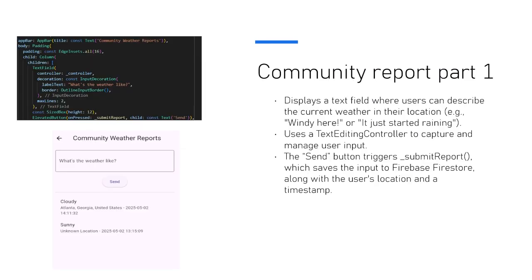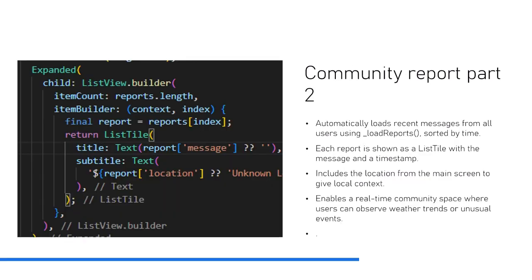Community Report Part 1. This screen displays a text field where users can describe the current weather in their location. An example: windy here, or it just started raining. This uses a text editing controller to capture and manage user input. The send button triggers the submit report function, which saves the input to Firebase Firestore along with the user's location and a timestamp.